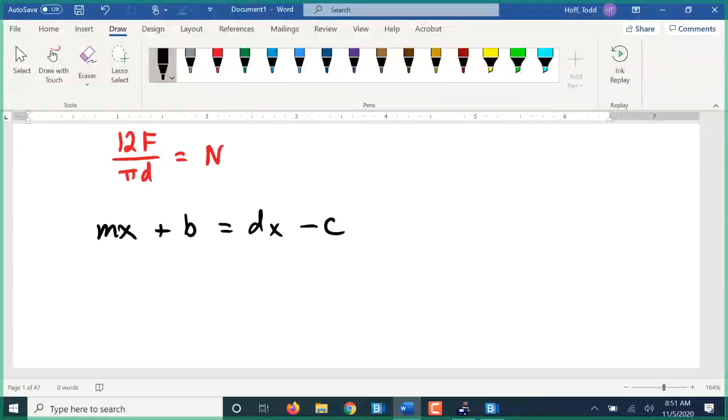Let's do this one. mx plus b equals dx minus c. I'm going to solve for x again. Now here we see that x appears twice. So just like we have with any of our other stuff, we got to get x on the one side of the equation. I'm going to have to take one away. Now it doesn't matter which one, we don't know which one's larger, mx or dx. So I'm going to get rid of the dx.